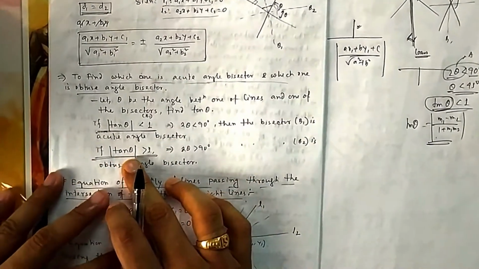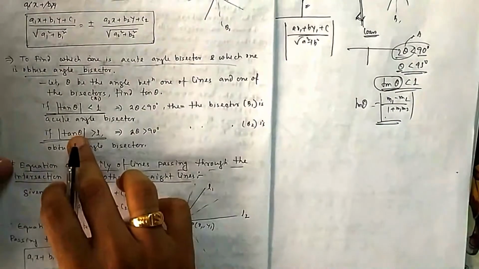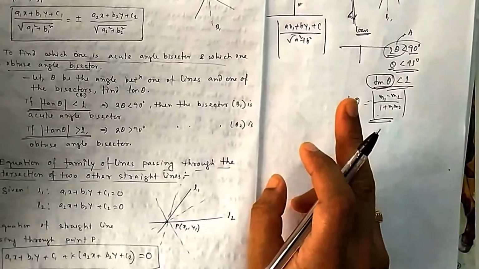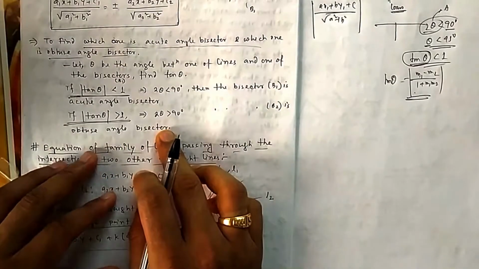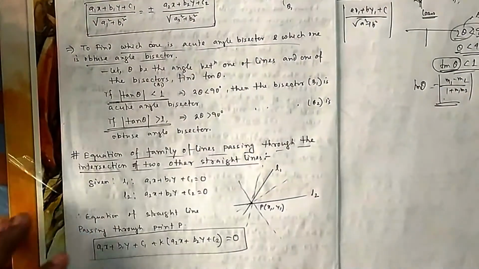Similarly, if tan theta is greater than 1, that is, you choose a bisector, you choose a line, you calculate this expression, and you find it is greater than 1, then the bisector that you have chosen is the obtuse angle bisector. So that way you differentiate which one is the acute angle bisector and which one is the obtuse angle bisector.